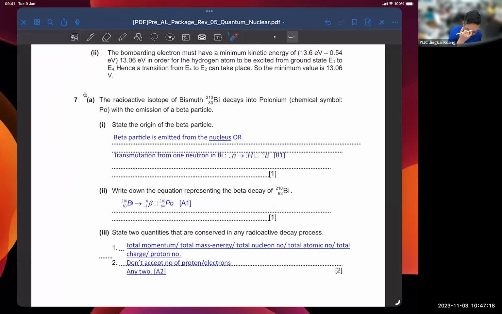Don't accept number of protons and electrons. Because you won't have conservation of protons. The total charge, the proton number stays the same, but because protons can be gained from beta decay, the total number of protons is not conserved. Okay.